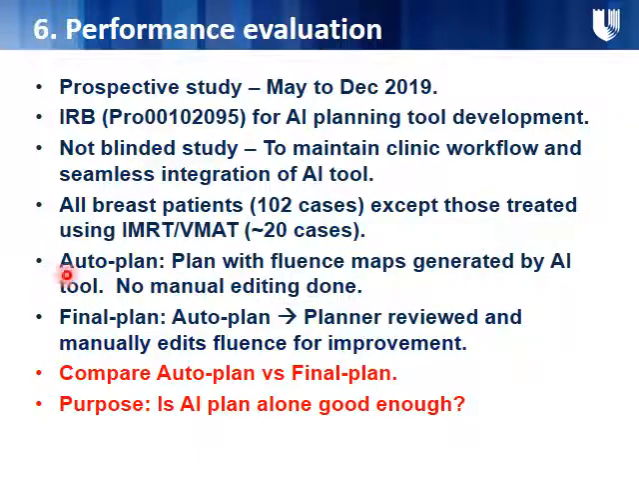First, the auto plan was done by using the AI planning tool, and no manual editing was done, and we saved it as the auto plan. Then planners were free to modify the fluence map after they reviewed the plan. Maybe they thought they could improve it, so they modified it to improve the plan. And they saved it as the final plan. We compared auto plan versus final plan. And the purpose of this study was: is the AI plan alone good enough? Or do we need to do more to improve it?